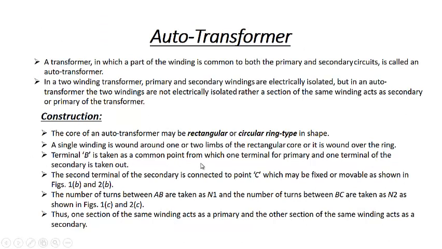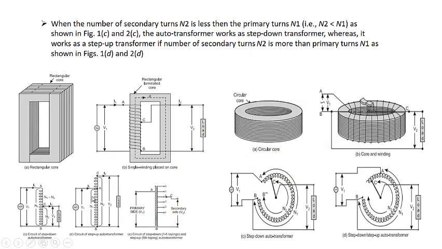Terminal B is taken as a common point from which one terminal of the primary and one terminal of the secondary are taken out. You can see terminal B over here. Terminal B is common between input and output in every case. Here also, terminal B is taken as common between input and output. That means this B terminal will be one of the terminals of input as well as output.